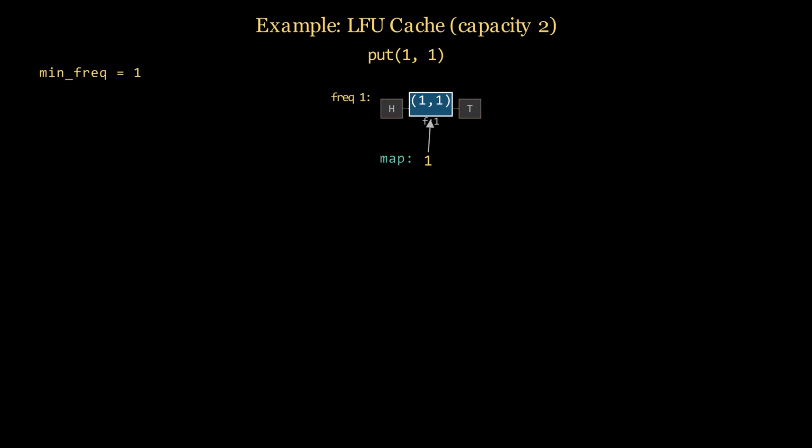Put 1,1. We add a new node with key 1, value 1, and frequency 1. It goes in the frequency 1 bucket. The map maps key 1 to this node. Min_frequency is 1.